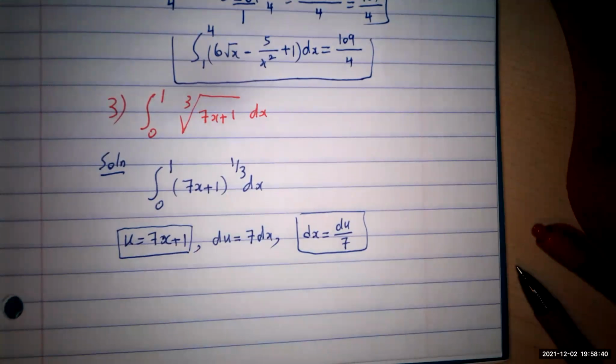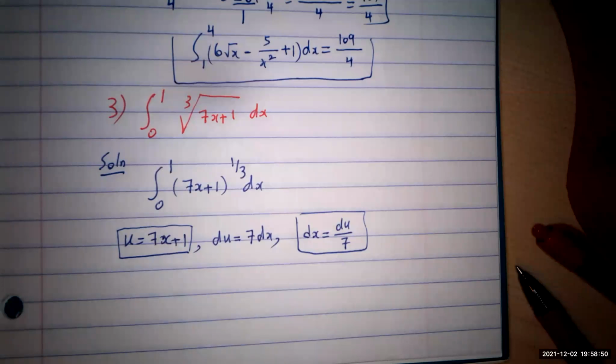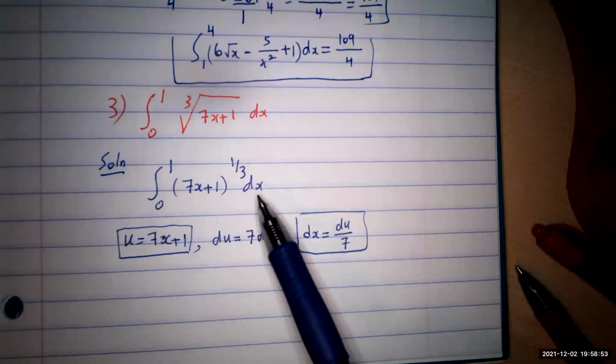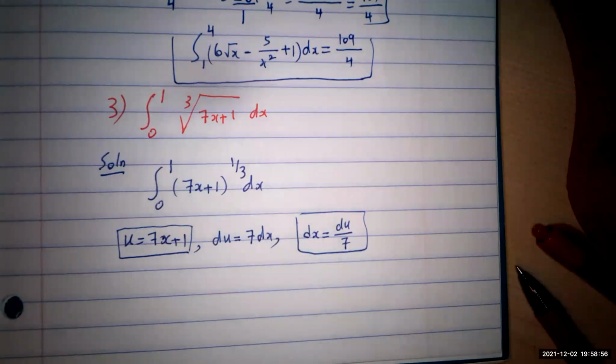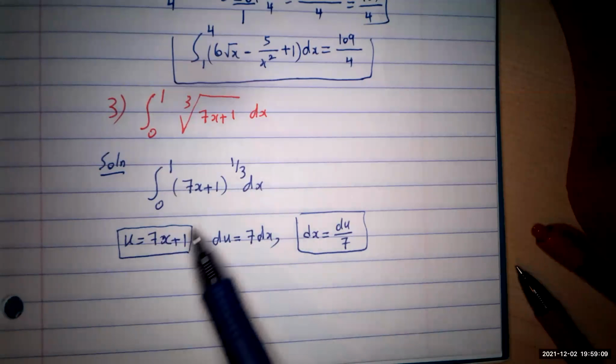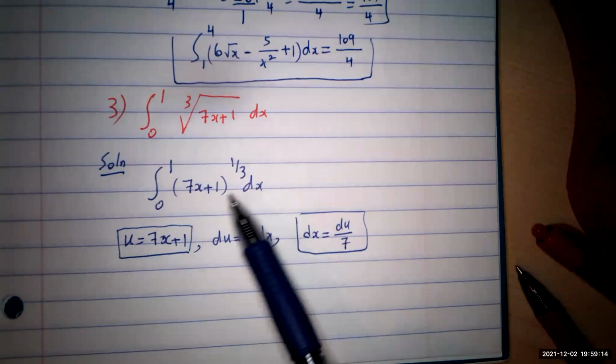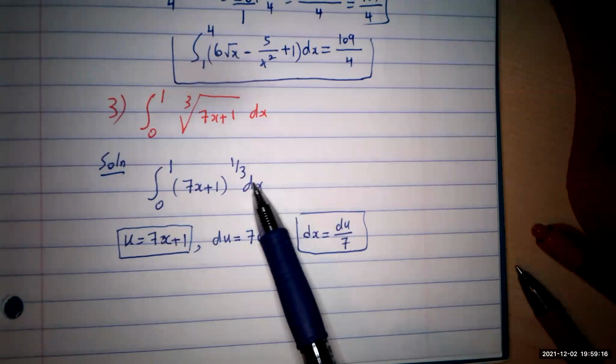Now, there is something else that you have to do in this part. What is that something else? You see this integral is from 0 to 1. 0 to 1 means x is 0 to 1. If you change it to u, you don't have the x anymore. So you are going to have the u. So what you are going to do is find the corresponding values of u when x is equal to 0 and when x is equal to 1.